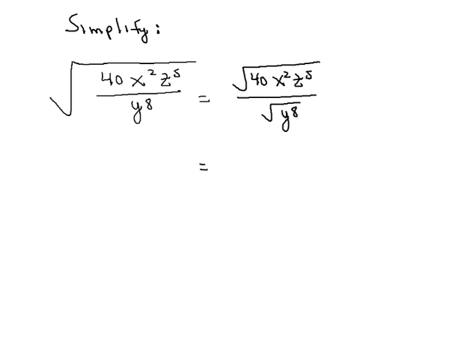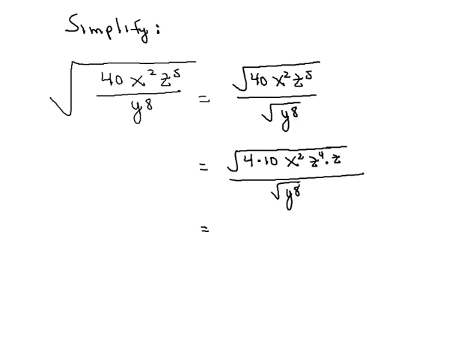Now in the numerator, what we'd like to do is to look for factors that are perfect squares. And for 40, would you agree that the largest perfect square factor of 40 will be 4? So we'll rewrite that as 4 times 10. X squared already is a perfect square. And the largest perfect square factor of z to the 5th would be z to the 4th. So we'll rewrite this then as z to the 4th times z. And on the bottom we still have the square root of y to the 8th.